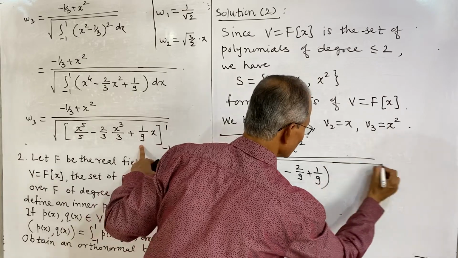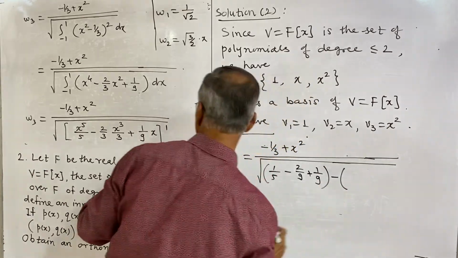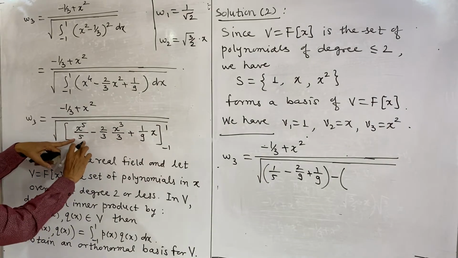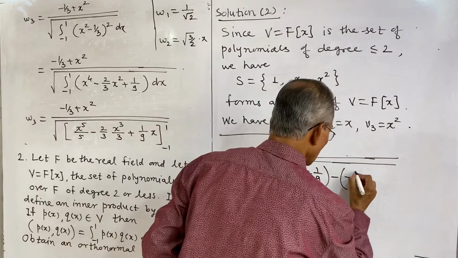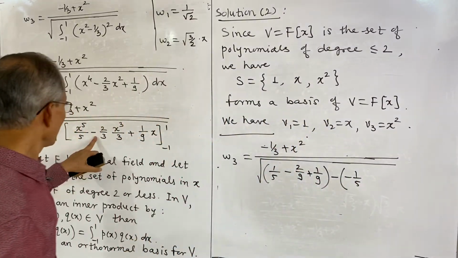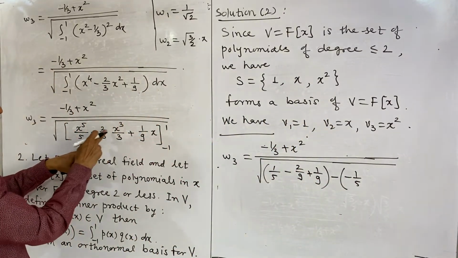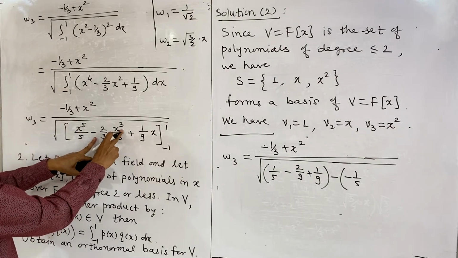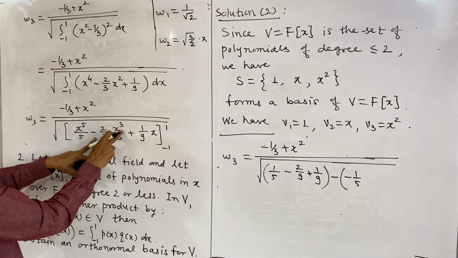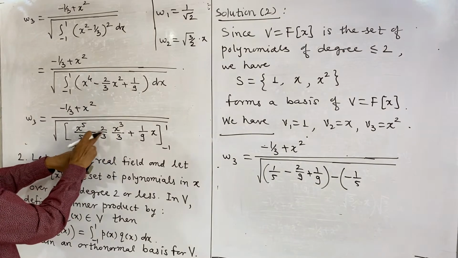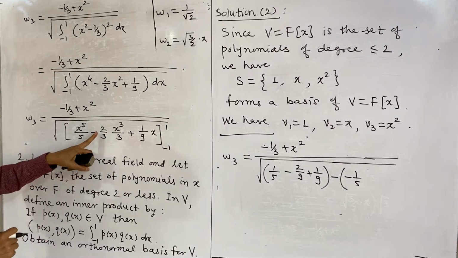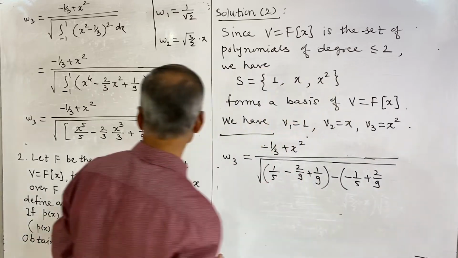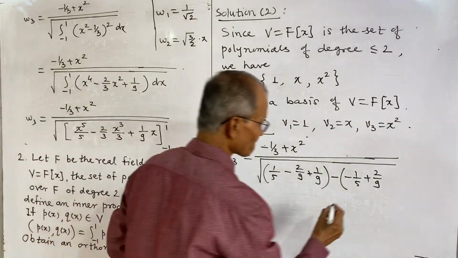This much is the upper limit, and minus the lower limit will be, put x as −1. So it is minus 1/5, and next this is again minus 1, so it becomes plus. So minus 1 cube, that is plus, and that minus 1 and this minus sign becomes plus. So it is 2/9, plus 2/9, and last is minus 1/9.